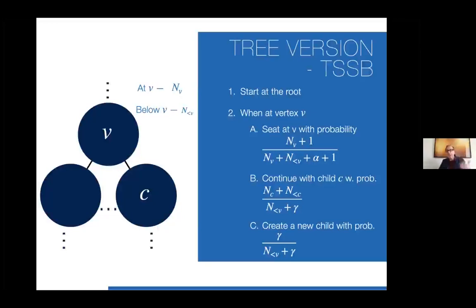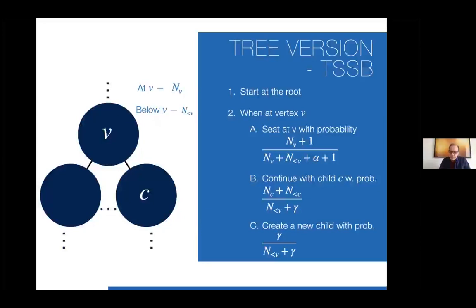In this case, there's a tree, and you seat people at vertices. So basically, the tables are connected in the tree structure. There's a room, and the following scheme is used to seat the new customer. First of all, the number of customers already seated at the vertex is N_V, for vertex V, and the number below, not including V, is N_{<V}. Now there's a new customer showing up.